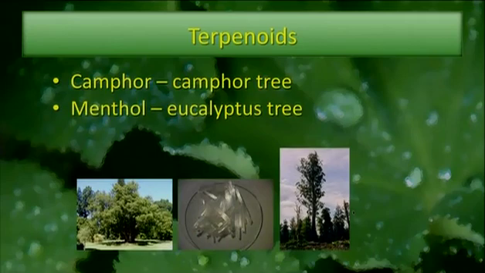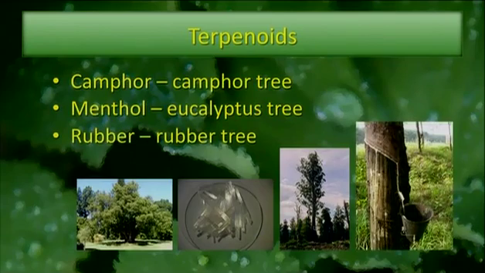Menthol from the eucalyptus tree, so this here is some menthol, and here is a large gum tree or eucalyptus tree. This menthol is used in cough medicines, in Vicks Vapor Rub, in different kinds of medicinal purposes. And rubber is another terpenoid from the rubber tree. These are used to make rubber tires, of course, for our cars, and rubber bands.